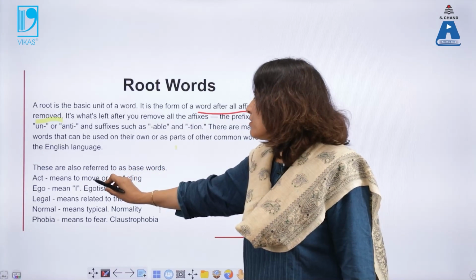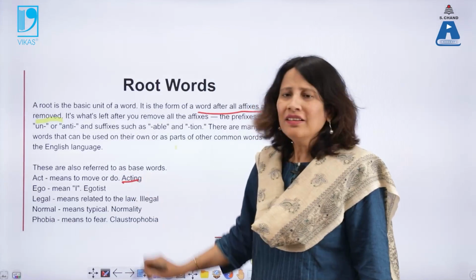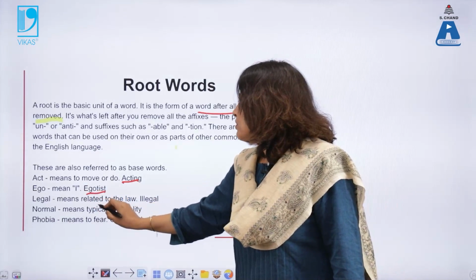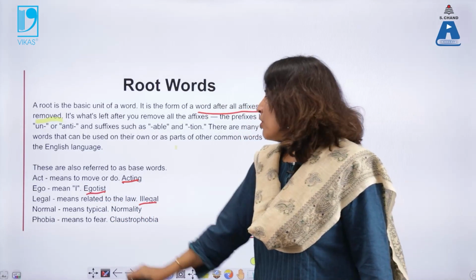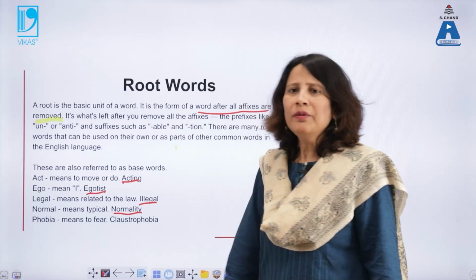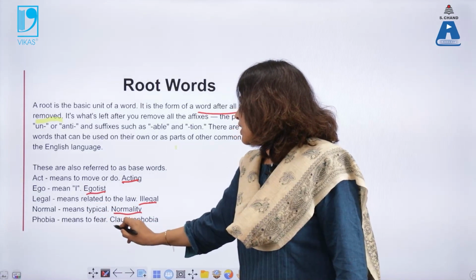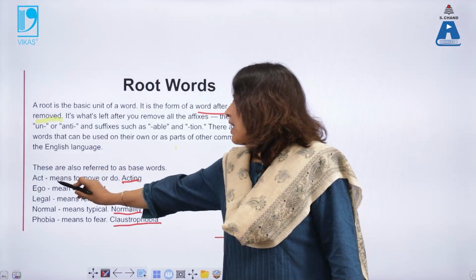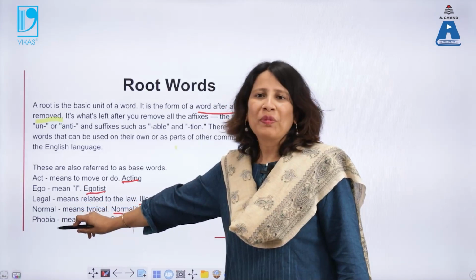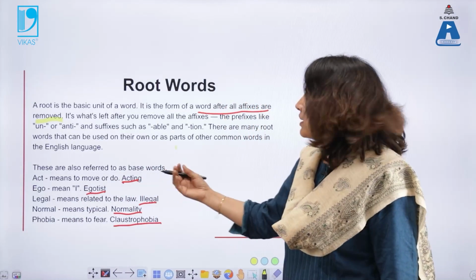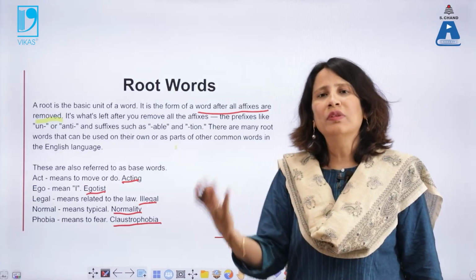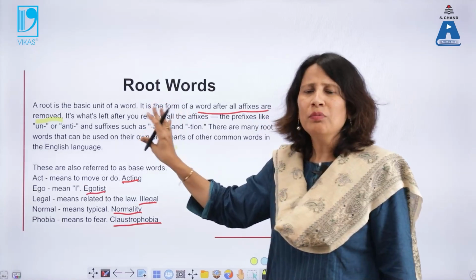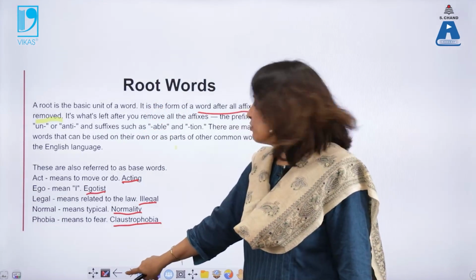For example, act can be acting. From ego, we can have a word like egotist. From legal, we may have illegal. From normal, we may have a word like normality. And from phobia, we may have a word which is claustrophobia. So the root words are act, ego, legal, normal, phobia. And when we add certain things here, of course, there is a new word out of this root word. So this root word phenomenon is very important to understand in order to understand vocabulary building.